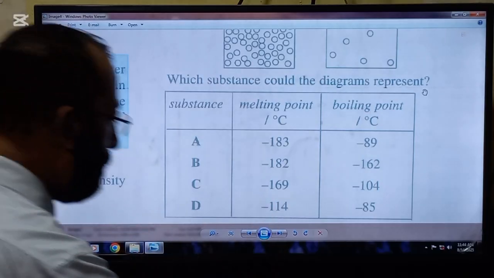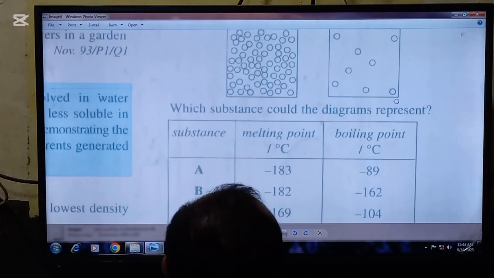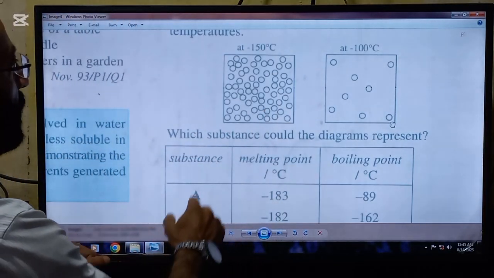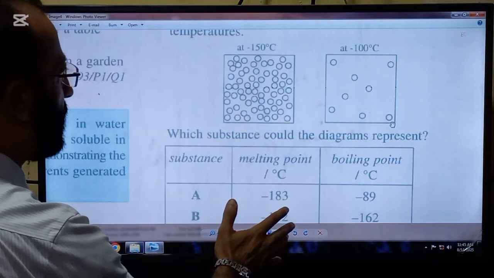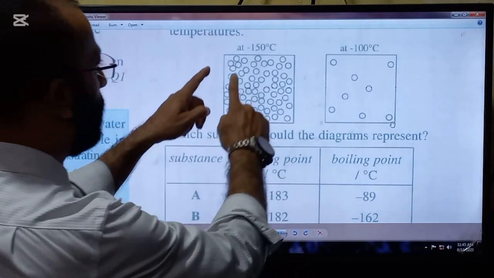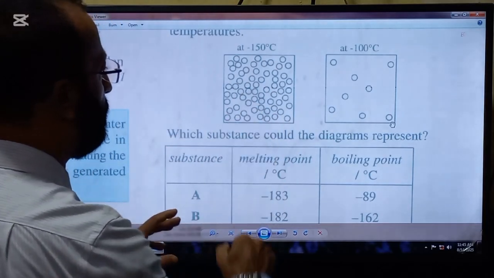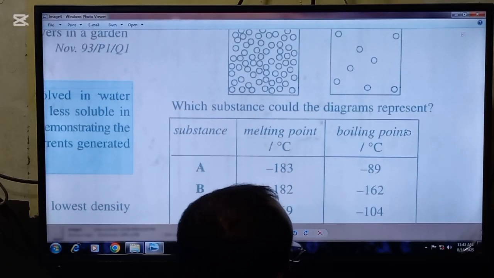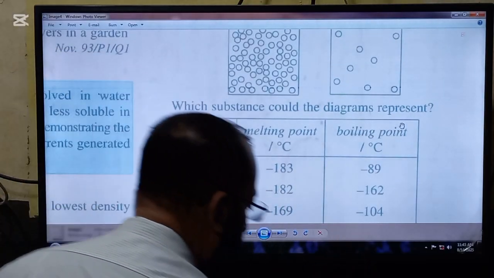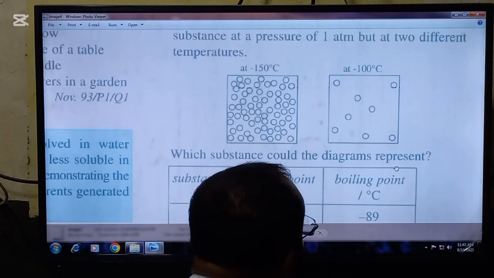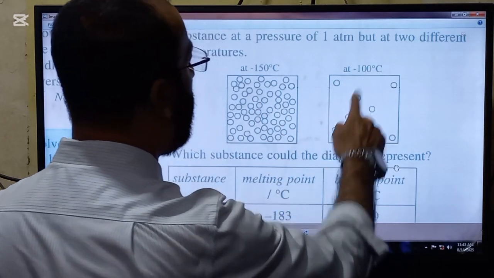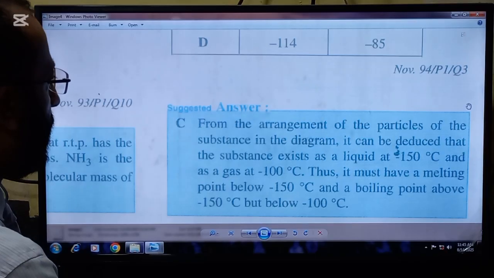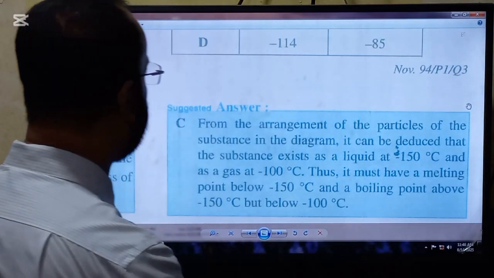So option C will be the answer, because you can see here it is in liquid form. The melting point is minus 169, so this will be liquid at minus 150. And this is in gaseous form. The boiling point is minus 104, so this will be in gaseous form at minus 100 degrees C. So C is the answer, and here is the explanation.